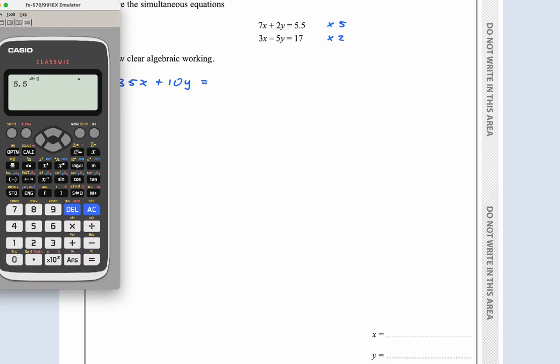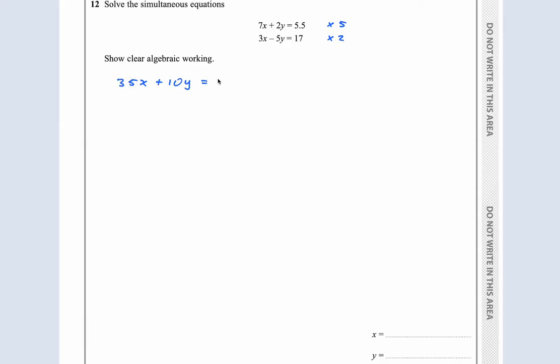And then 5.5 times 5, let's just do that. 5.5 times 5 is 27.5. Okay, 27.5. Now multiply the bottom by 2. And again, everything by 2. So it's 6x minus 10y equals 17 times 2 is 34.